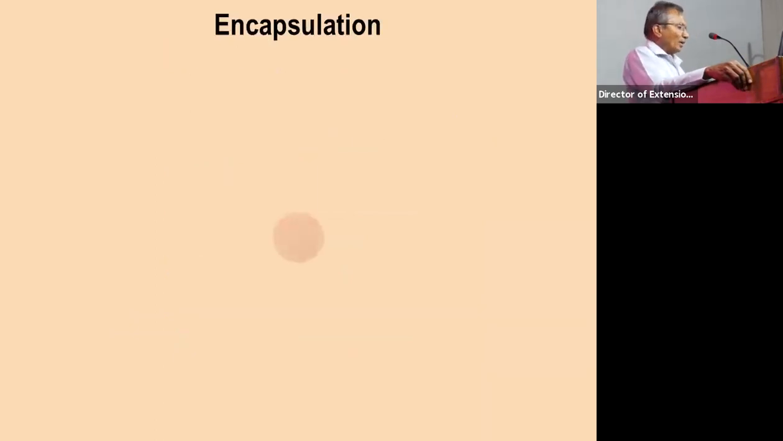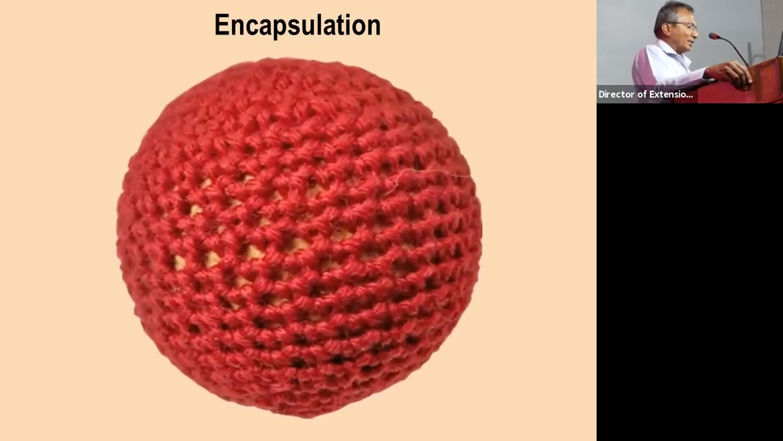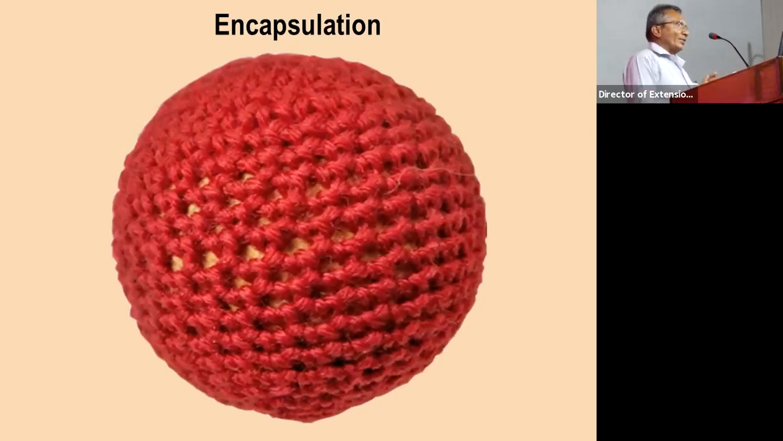So, see that this is a ball, like knitted fabric. If the balls are very tight, you cannot see what is present inside and the holes are very small.